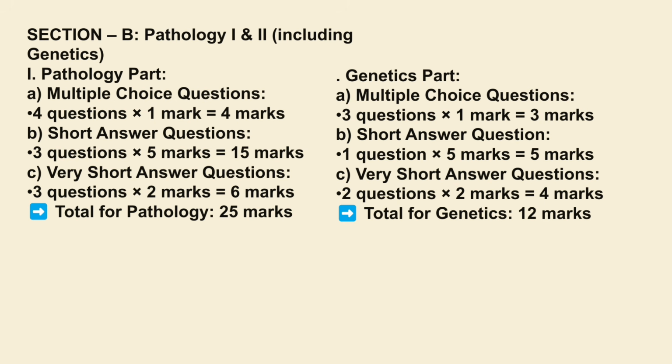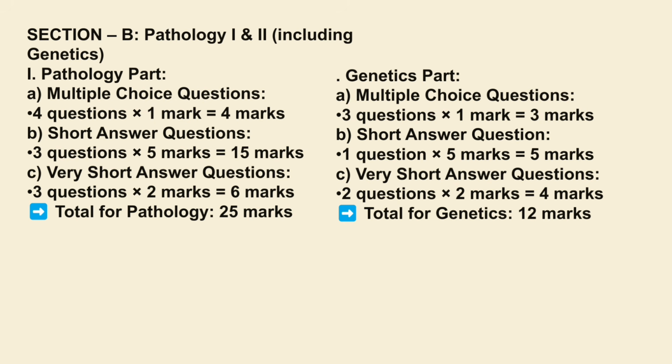Now first we'll start with Pathology. For Pathology they'll ask 1 mark questions, that is multiple choice answers. 4 questions will be given, each carries 1 mark, 4 marks. And then we have short answer questions, that means 3 questions they will ask, each carries 5 marks, there you get 15 marks. And very short, 3 questions they will ask, each carries 2 marks, 6 marks. So total Pathology will be 25 marks.